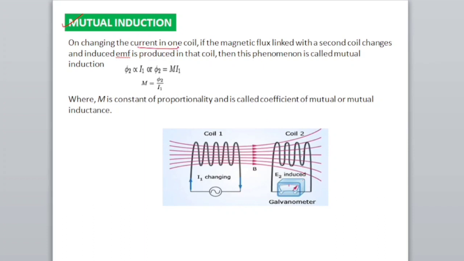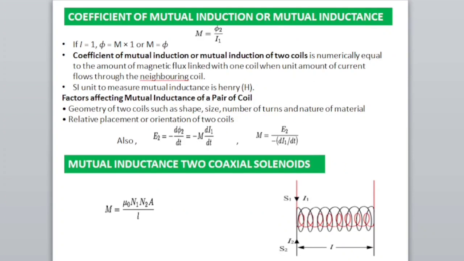On changing current in one coil, this first one, I1 is changing, the magnetic flux linked with the second coil changes, and induced EMF E2 is produced in this second coil. Then this phenomenon is called mutual induction. Here phi 2, the magnetic flux linked with the second coil, is directly proportional to current in the first coil. Phi 2 equal to M I1, M is phi 2 by I1. This M is called coefficient of mutual induction or mutual inductance, right? So you can define mutual inductance from here also. M is phi 2 by I1, phi 2 is flux in second coil, I1 is current in first coil.